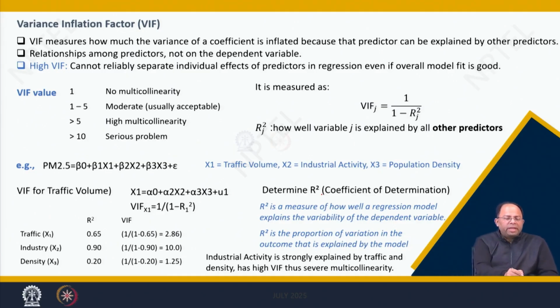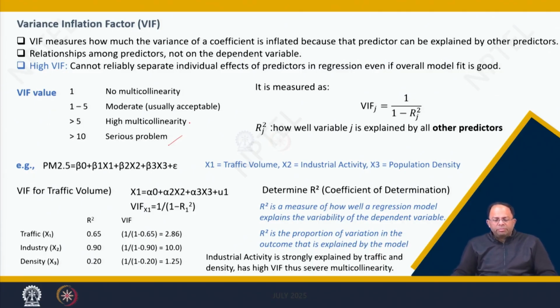So the VIF value range starts from 1 to 10, as you can see. 1 is no multicollinearity, 1 to 5 is moderate, usually acceptable. Greater than 5 is high multicollinearity, and greater than 10 is, of course, a serious problem. That means we should never go beyond 10. But for others we can still take a call.